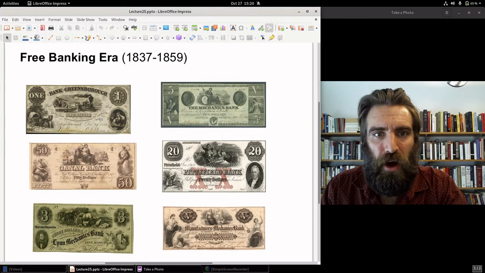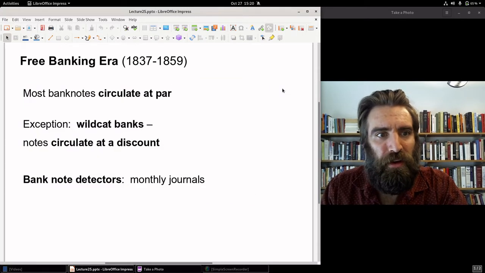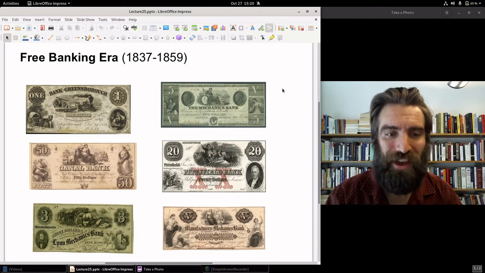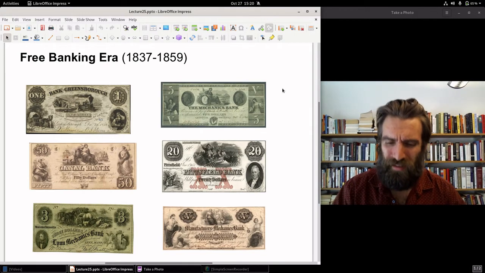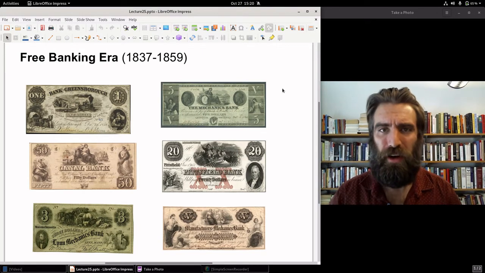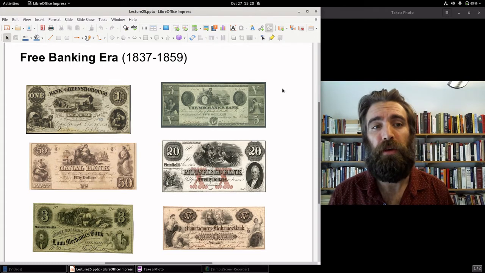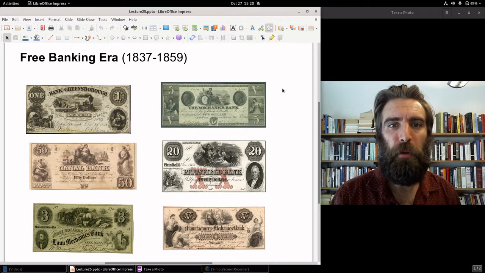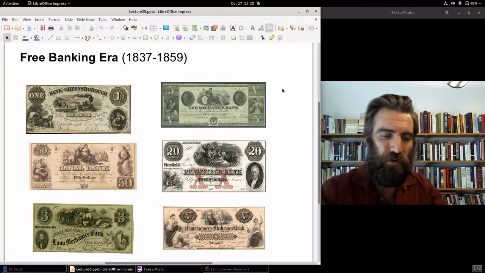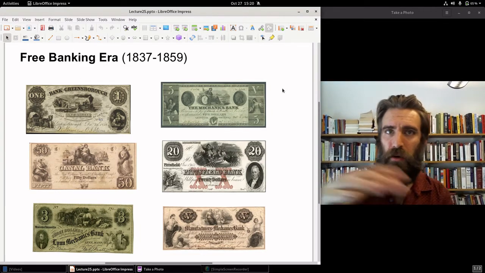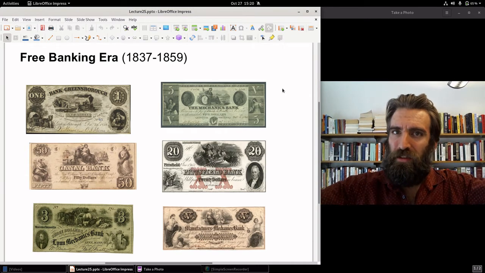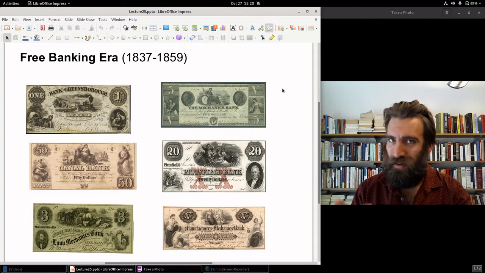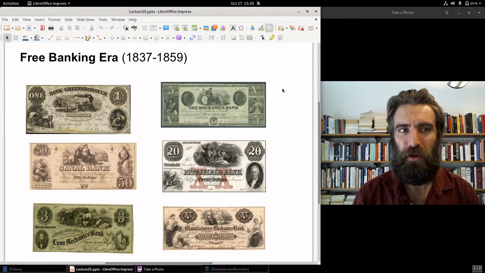So all these notes. Now this looks chaotic, okay? When I tell students, they're like, wait, what? There's hundreds and hundreds of notes? Yeah, there were hundreds and hundreds of notes. But it was a little less chaotic than you would think, okay? First of all, these notes are generally circulating within a certain radius, okay? And outside that radius, they're not really entering circulation, okay?